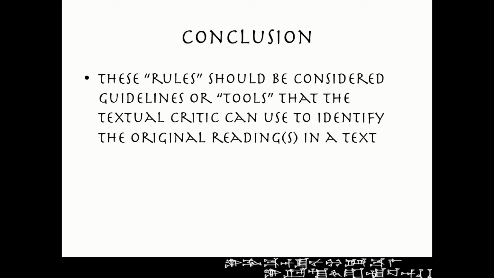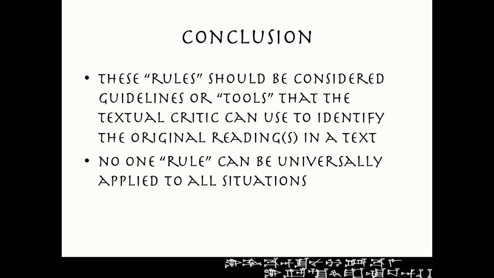So what can we conclude here, right? And I think it's clear, and I'm trying to keep this short, but I think it's clear just from the way I'm describing these things. These rules can be good, and they are good, and they're things that you want to keep in mind. So I say they should be considered guidelines or tools in your toolkit rather than hard and fast rules, which is of course why I put them in quotation marks. But these are tools or guidelines that the textual critic can use to identify original readings in a text. But you can't universally apply these things in a way that fits all situations.